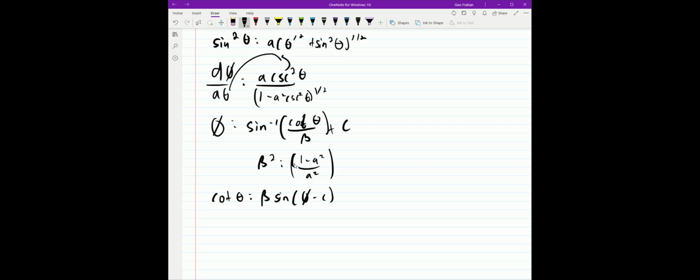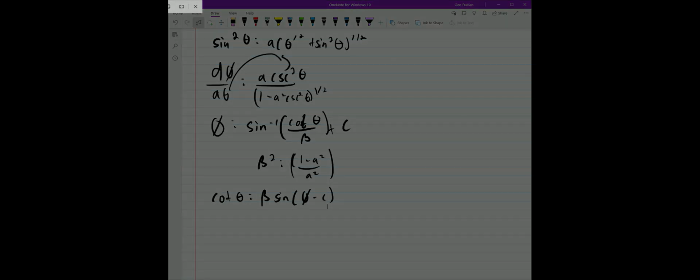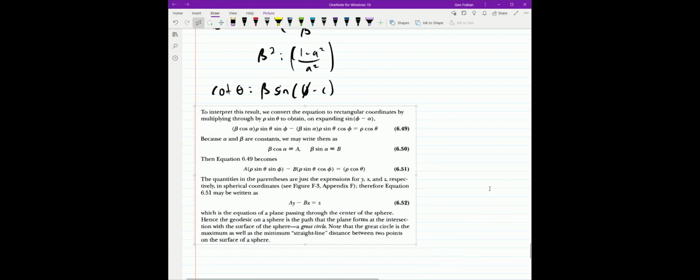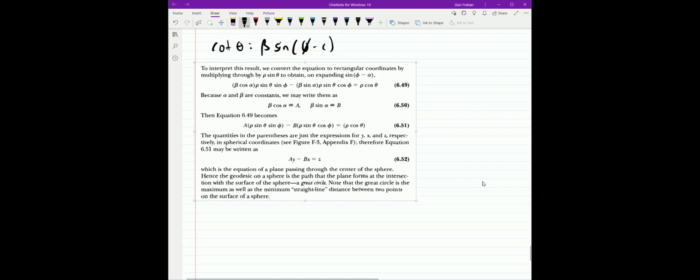And if we want to interpret this result, we can convert back to rectangular coordinates, which I'll just screenshot how they do it because it's a bit of work, but not really. Okay. To obtain unexpanding sine, oh, this is just the trig identity of sine of difference of angles. By the way, here alpha was our c. They used alpha for whatever reason. C is a better constant. I think I'm more used to it as a constant of integration.